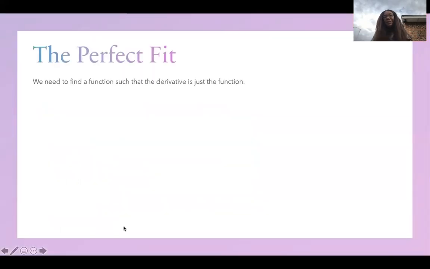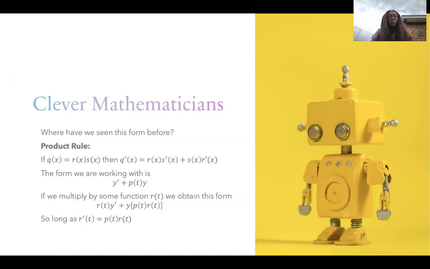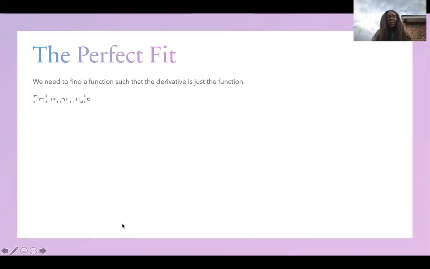But what is that function, right? So, okay, we know if we multiply by some function r of t, we're going to get the product rule form, right? But we have that one caveat that the derivative has to be something specific. And so we need to find a function where the derivative is just that function, right? Because our derivative of r of t includes r of t in it, and that's not super common, right?